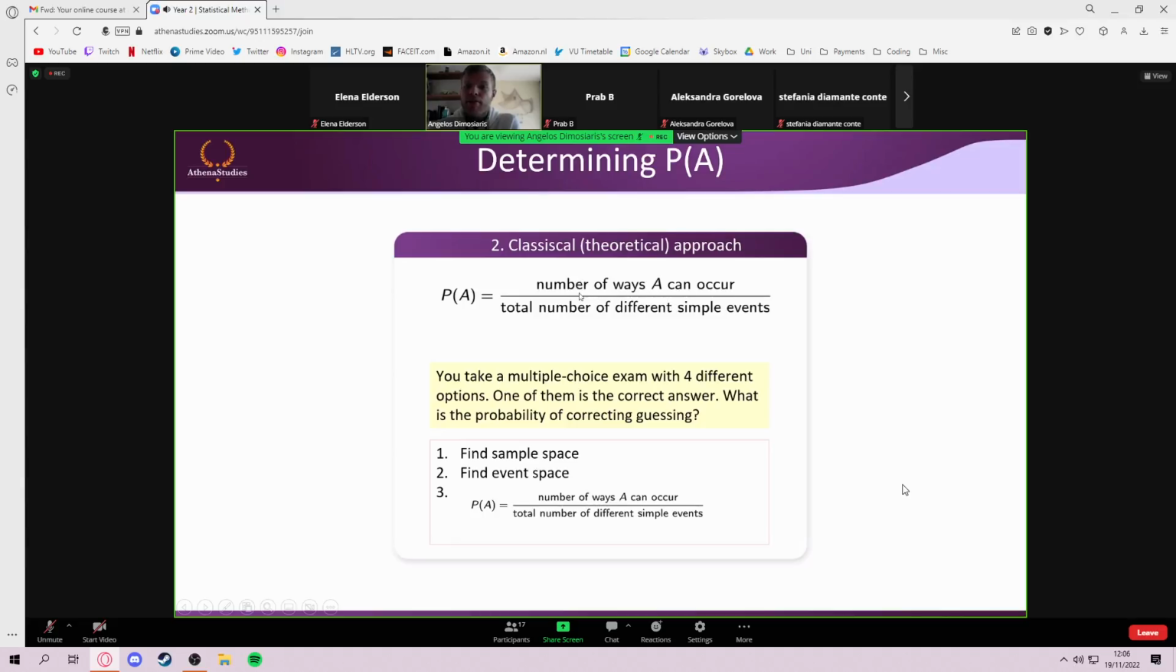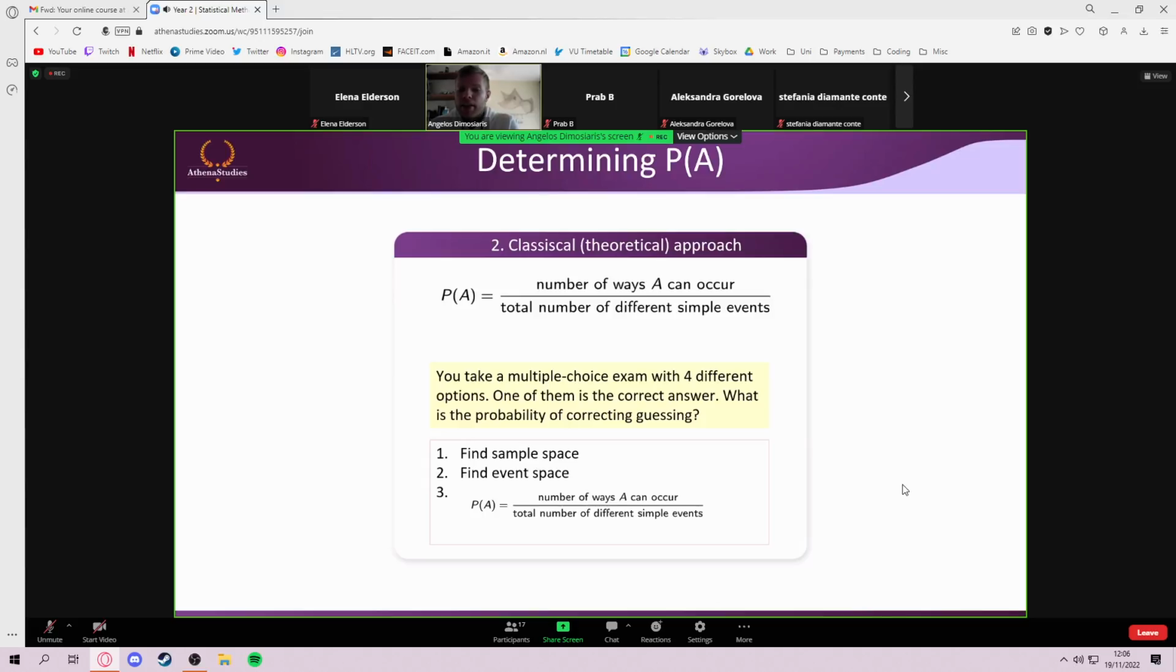So here we have the number of ways A can occur divided by the total number of different simple events. Now, let's find an example. You take a multiple choice exam with 4 different options. One of them is the correct answer. Let's say that you have no idea what the answer is and you try to guess. So what is the probability of correctly guessing?